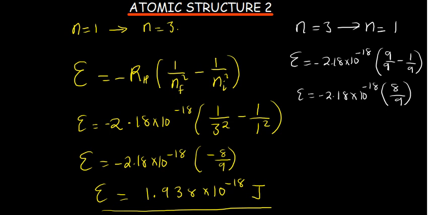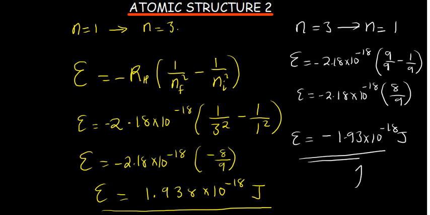And this will give us, now this is a negative r, so that will be negative 1.93 times 10 to the power negative 18 joules. So the energy involved either going up or coming down is basically the same. Only what differs is the sign, because it is either lost or gained. In this one, energy is lost, that's why it's negative. In this one, it is gained, that's why the value is also positive.